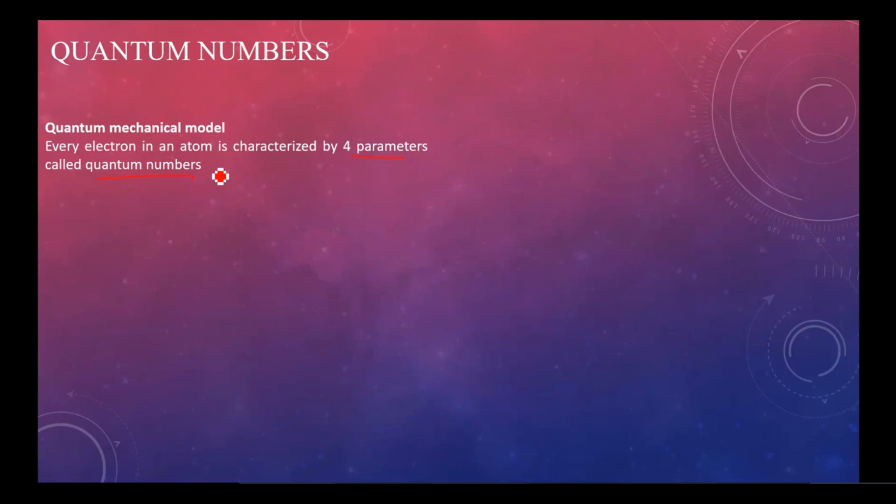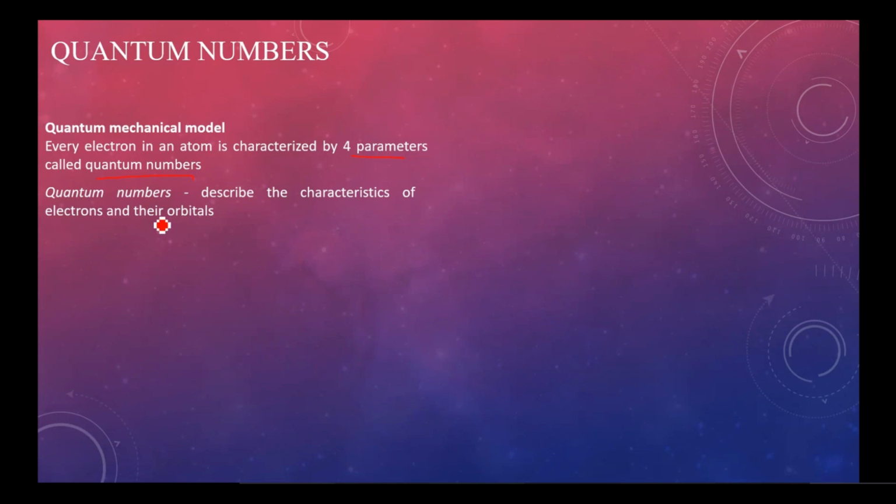With regards to the wave-like nature of an electron or the dual nature of electron, there are basically four parameters that are part of the quantum mechanical model and that help us define the position of an electron within the electronic structure. So quantum numbers describe the characteristics of electrons and their orbitals.